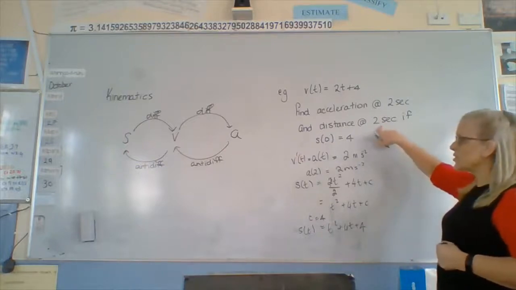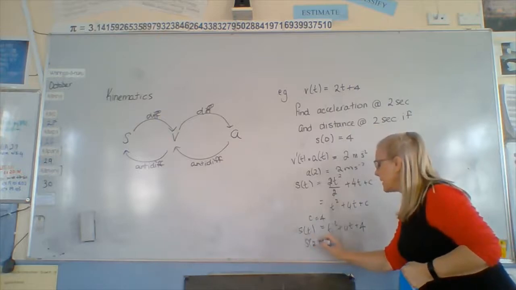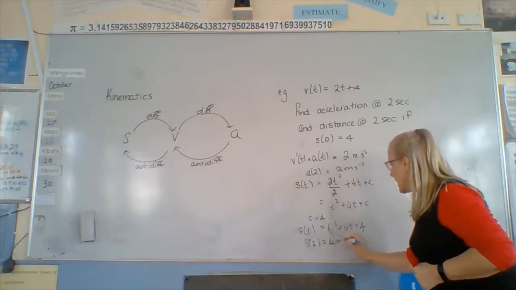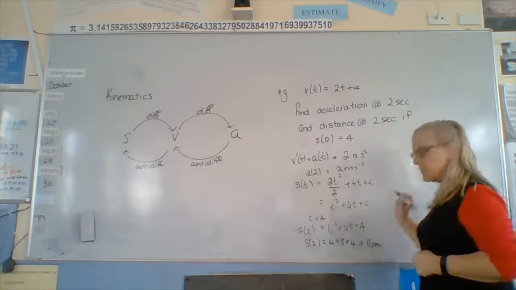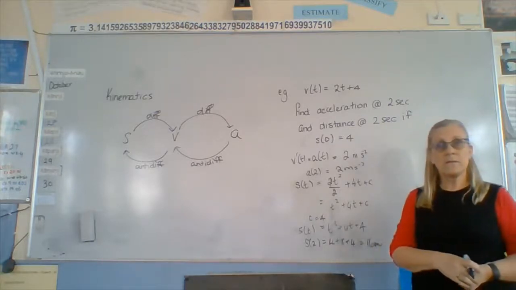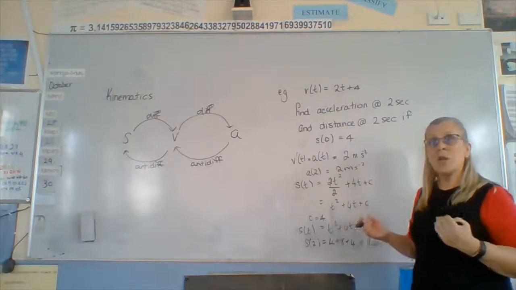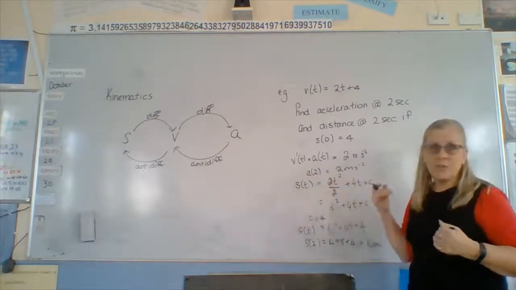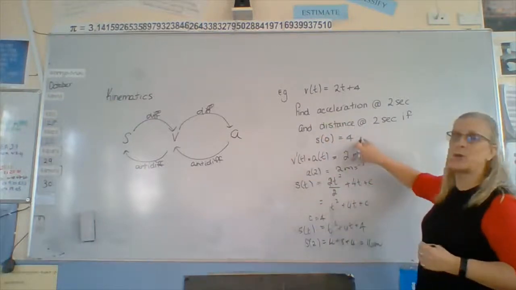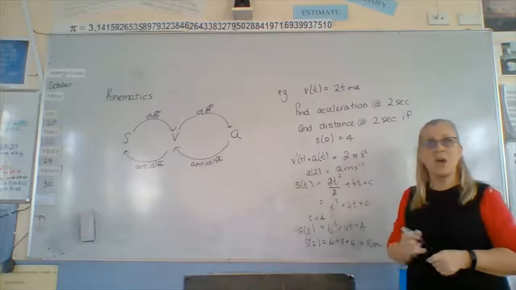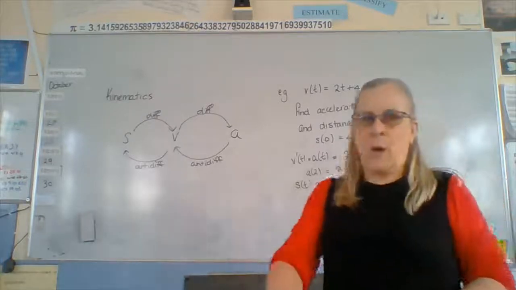Now we have to find it at 2 seconds. So S of 2 equals 4 plus 8 plus 4 equals 16 meters. Right? And that's it. So all you have to know is that for this way you differentiate, for that way you anti-differentiate, and it's highly likely they'll give you the clue you need to be able to find any C's that crop up. Okay.